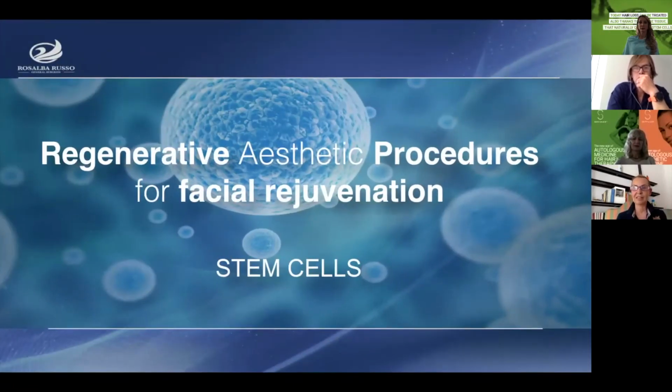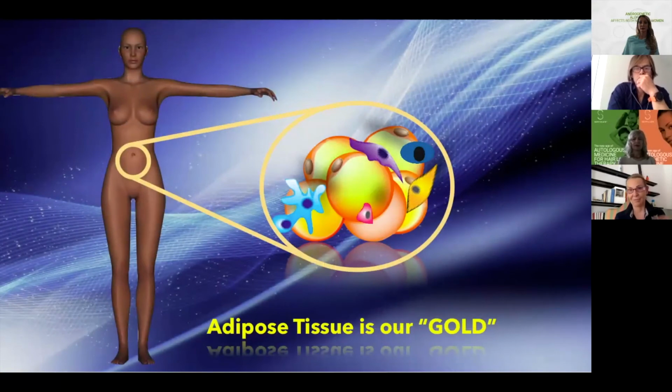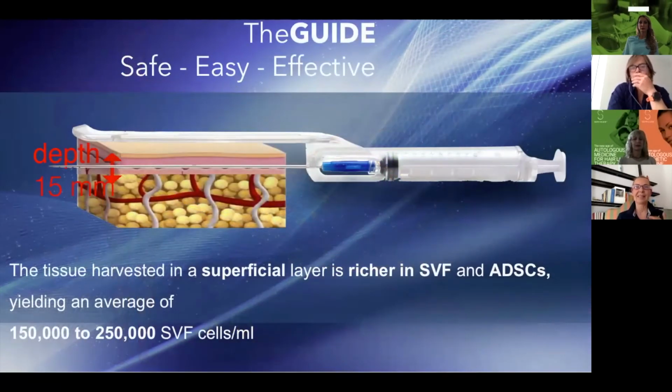The regenerative aesthetic procedure for facial rejuvenation, as you can see, and as Dr. Genai said, adipose tissue is our goal. It is very important for us, and for me it is one. When I saw it for the first time, I said this is a fantastic treatment for our patient, because when you have to treat the periorbital area, you don't have any treatment in your hand. With SEFFILLER, you have a good treatment, and patients come to ask to improve their periorbital area with SEFFILLER.